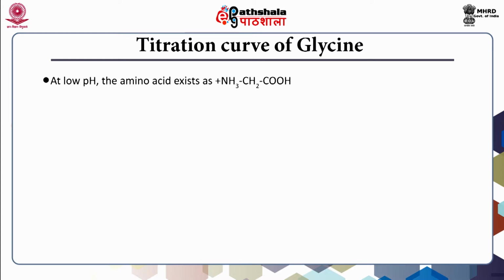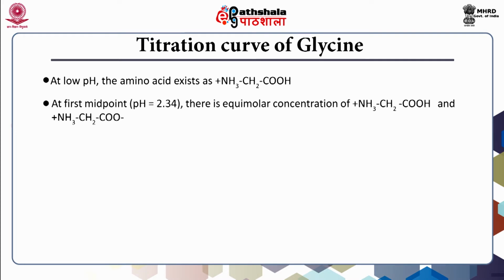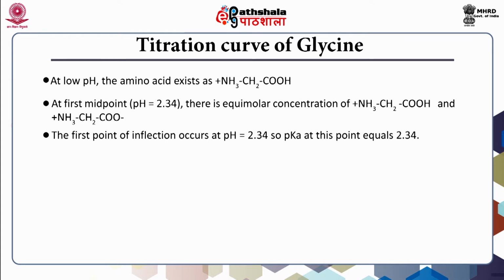As the titration continues, at the first midpoint of pH 2.34, there is an equimolar concentration of the protonated and the deprotonated forms. The midpoint of any titration is the point of inflection where the pH is equal to the pKa of the protonated group. For glycine, the first point of inflection occurs at pH equal to 2.34, so pKa at this point equals 2.34. Thus, the carboxyl group of glycine has a pKa of 2.34.